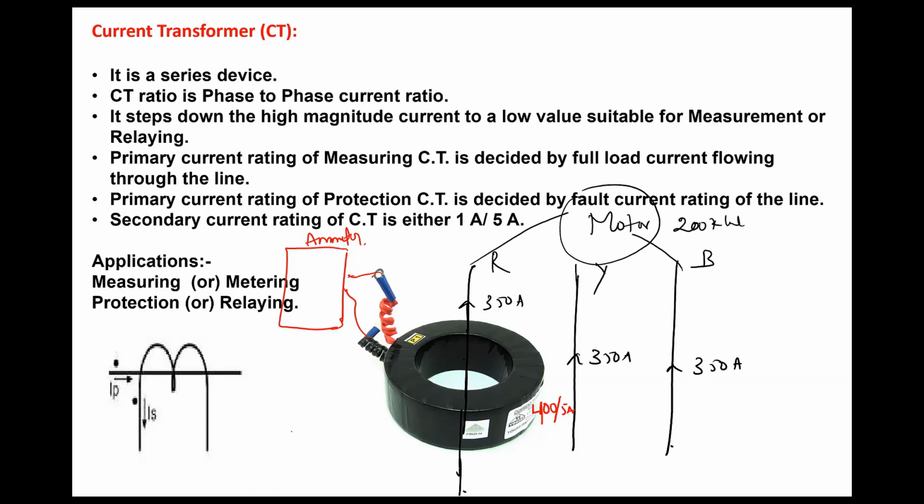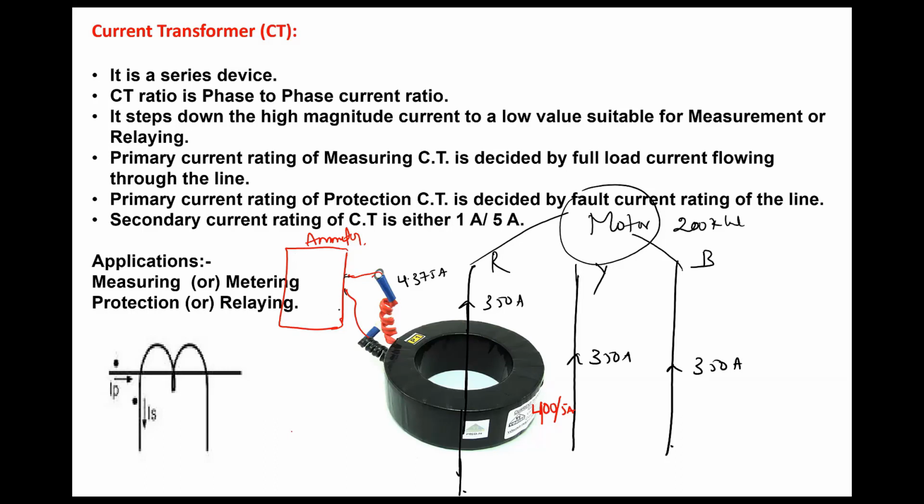350 by 80, sir. I'm not sure of it actually. 350 by 375 amps, sir. 84. How much? 4.375 amps. Yeah, 4.375 ampere will flow in the circuit. So when 4.375 ampere flows in this ammeter, it will show current.